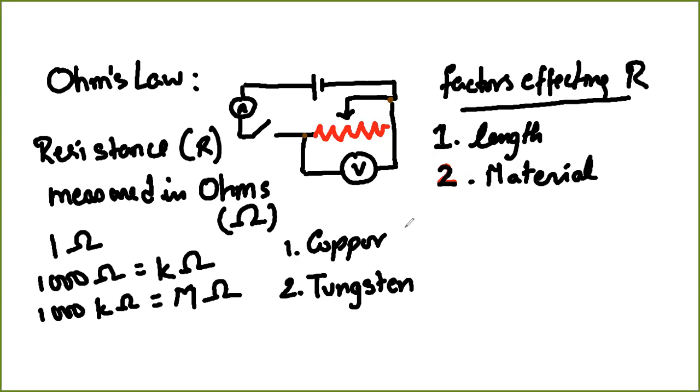Okay, both are elemental metals, Cu and tungsten W. We have already discussed this, so it's not a mystery. Which of these two materials, for the same length and same dimensions, will have greater resistance? Let's say this is the resistance of copper and this is the resistance of tungsten. So which will be greater? Tungsten.